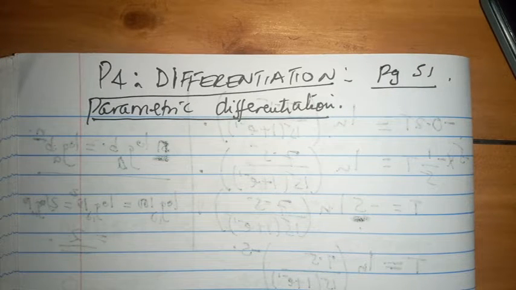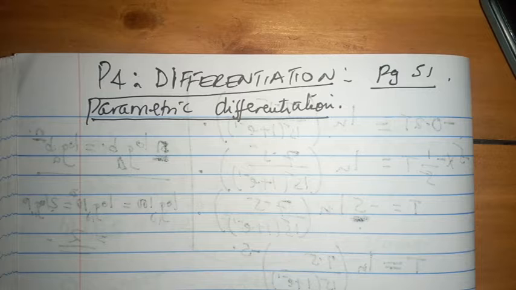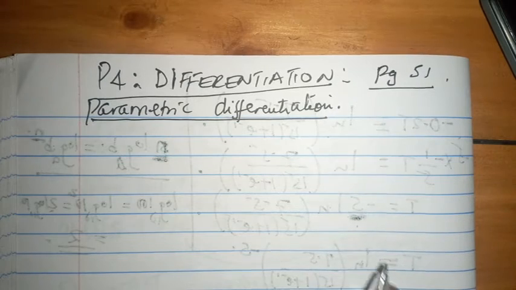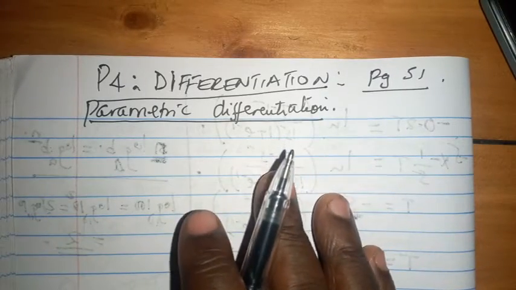We know when functions are defined parametrically, you can find the gradient at a given point without converting into Cartesian form. You can use a variation of the chain rule. We are told that when a function is expressed parametrically, you can find the gradient of the function at a given point without really converting it to the conventional or the Cartesian form.